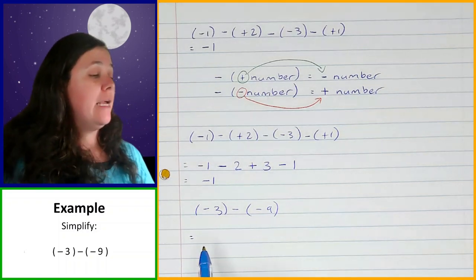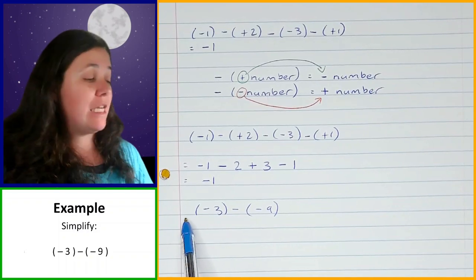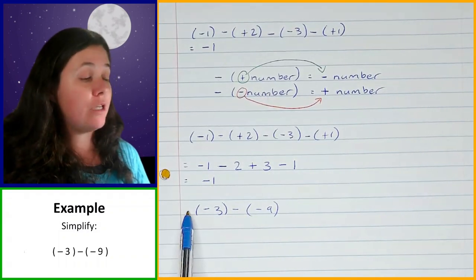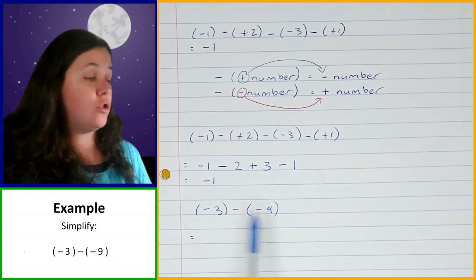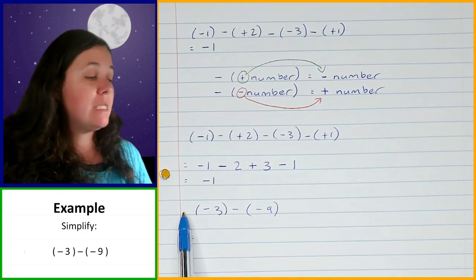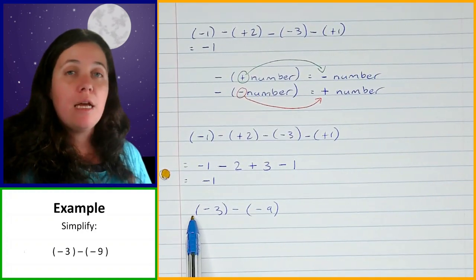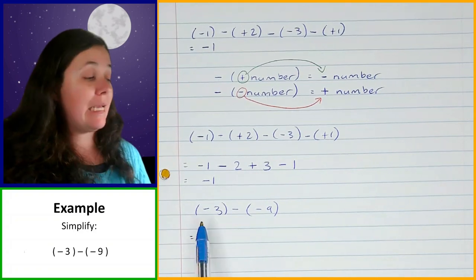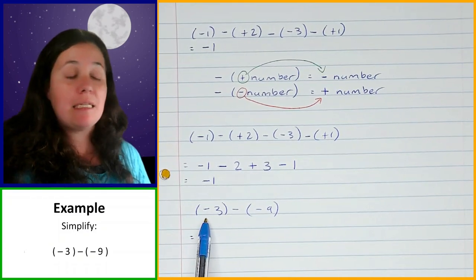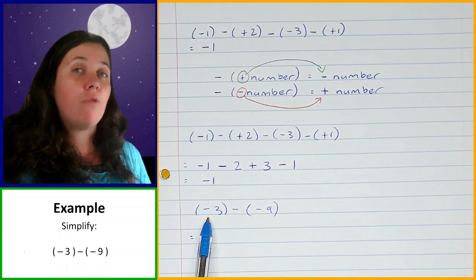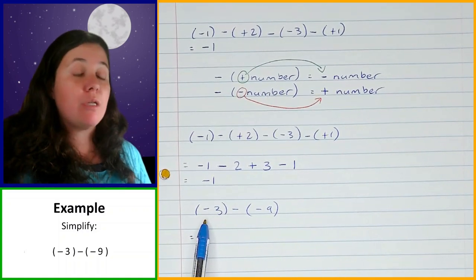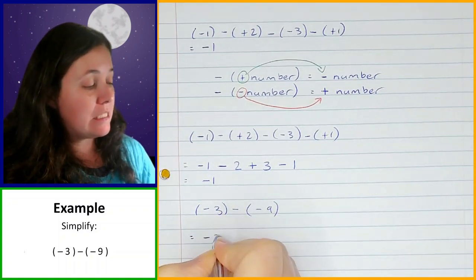So what we're going to do is our very first one, which has nothing in front of it. If there was a minus in front here, then I would do the same as I'm doing over here. But because there's nothing in front of this bracket, then I'm just going to drop the brackets and I keep the sign exactly as it is inside. If it was a plus, I wouldn't need to write that plus. But if it's a minus, I must write it. So it's going to stay negative 3.